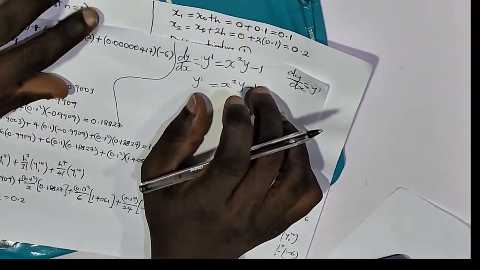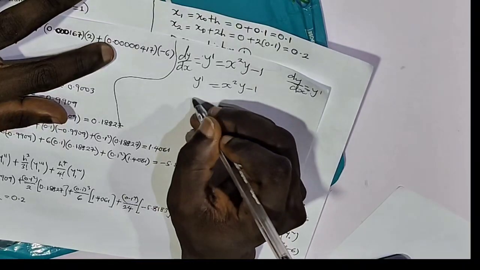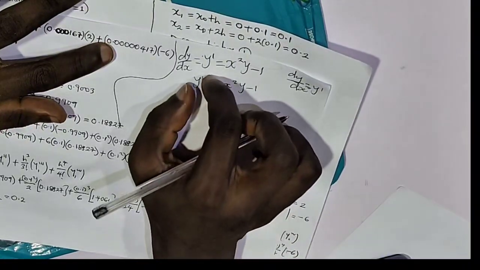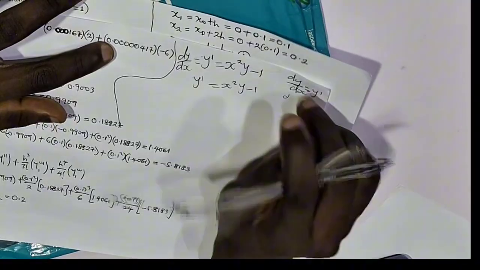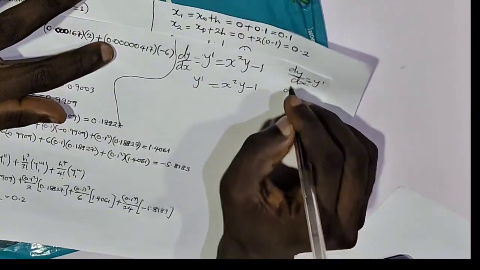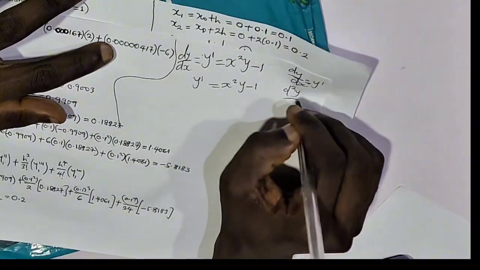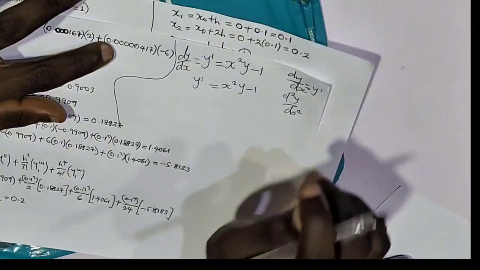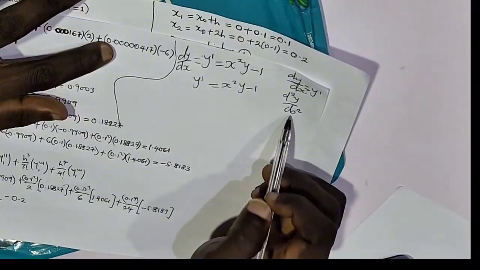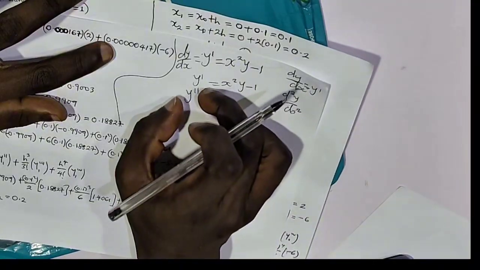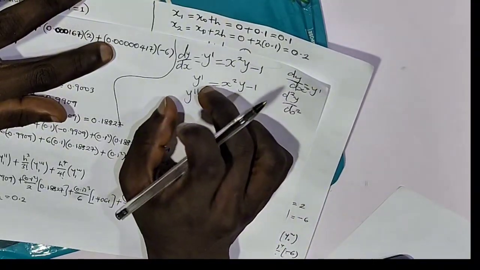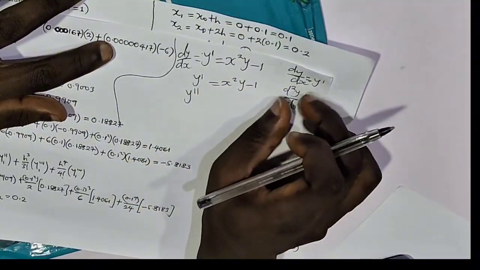You understand? So now, if I want to differentiate dy dx for the second time, I will call it d square y over dx square. If I don't want to write it as d square y over dx square, I will call it y prime prime. y prime prime simply means second derivative, that is second differentiation, which is exactly the same thing as this.